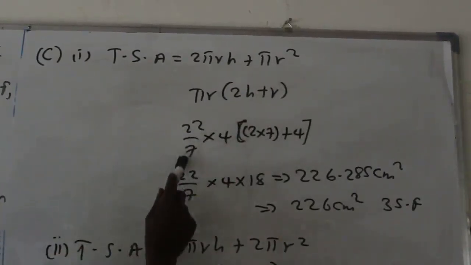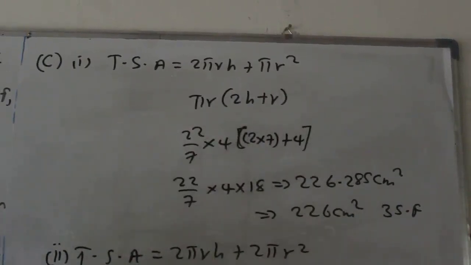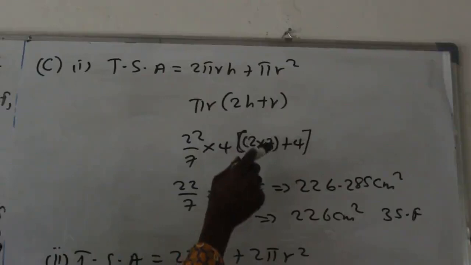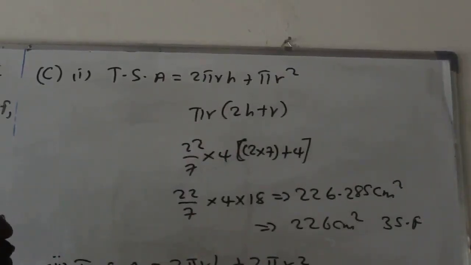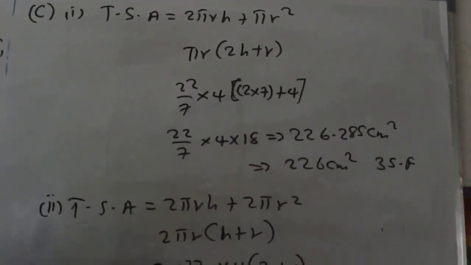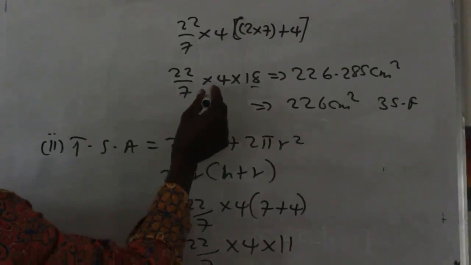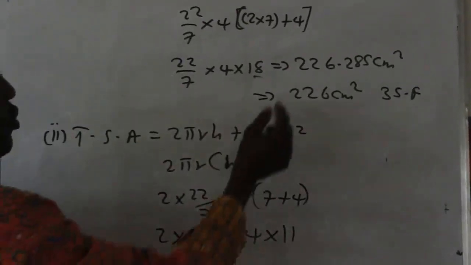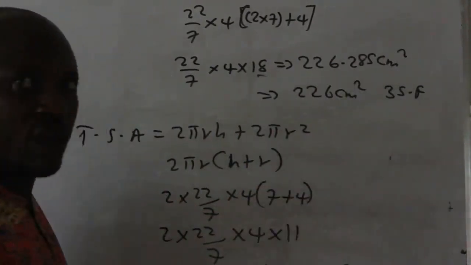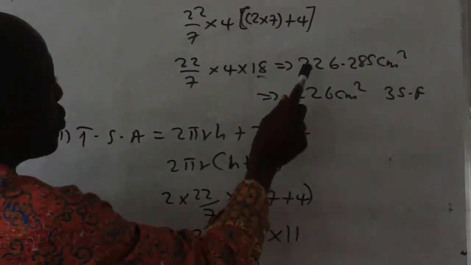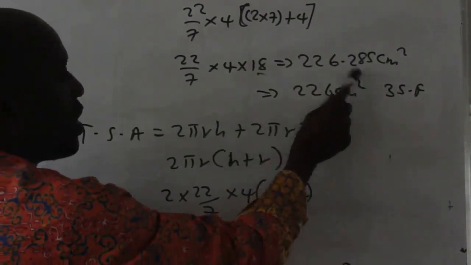Your pi is 22/7 times the radius is 4. Then you open bracket. 2 times your height is 7 plus r is 4. 2 times 7 is 14 plus 4, 18. That is why you have 18 here. So 22/7 times 4 times 18. That will give you 226.285 centimeters squared. To 3 significant figures, 1, 2, 3, that will give you 226 centimeters squared.